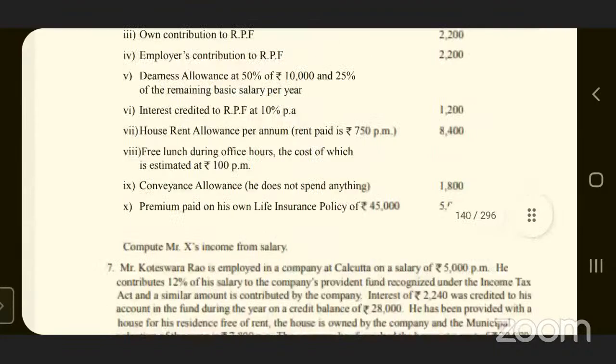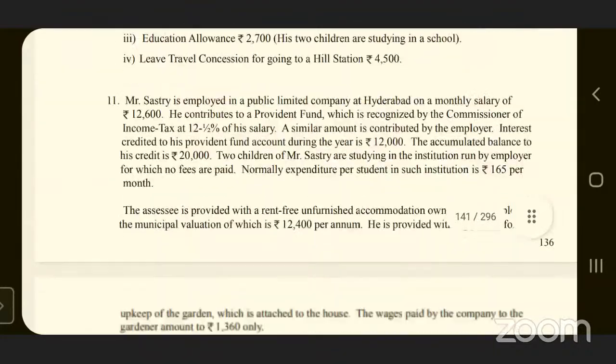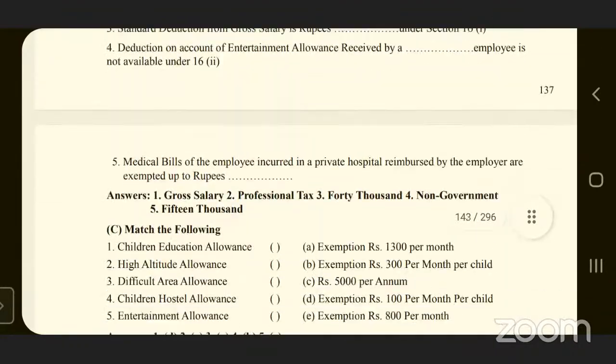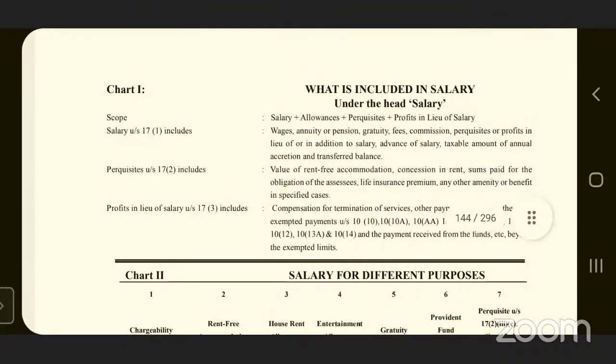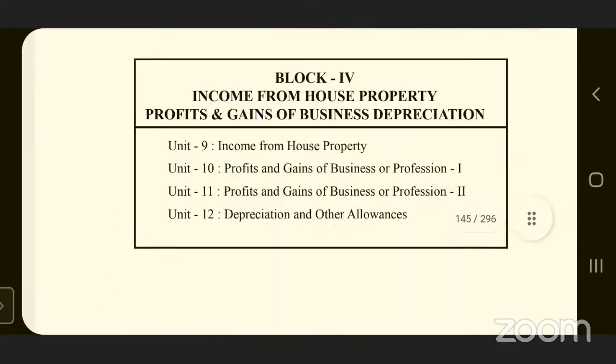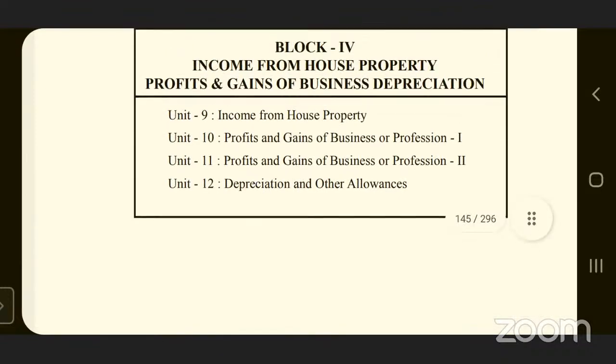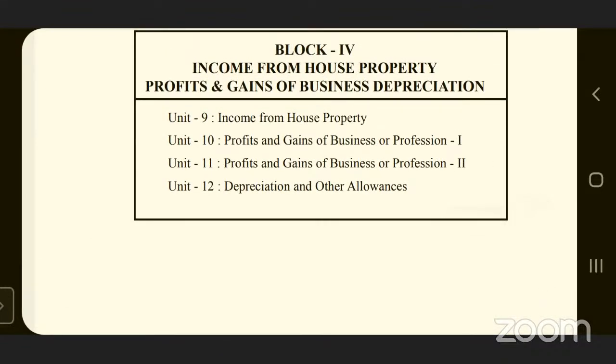As I explained, according to the Income Tax Act, only 5 sources of income have been categorized. Those are income from salary, income from house property, profits and gains of business or profession, capital gains, and other sources. So I'd like to explain this second head of income, that is income from house property.